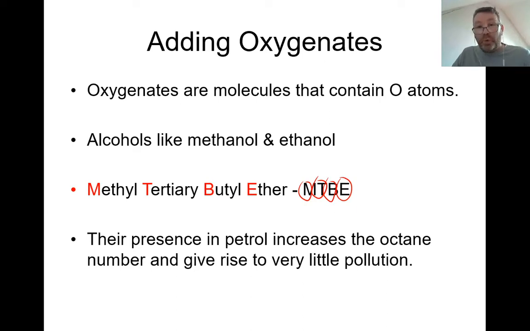Now just learn the name, because they can ask you in one of the questions, particularly question 4 in the exam, what do the letters MTBE stand for? Methyl tertiary butyl ether, which is very rich in oxygen atoms, and therefore is a very good oxygenate compound to add to petrol in order to bring up the octane number. Their presence in petrol increases the octane number and gives rise to very little pollution. Why? Because when you burn oxygenates, you only get carbon dioxide and water, which are two relatively harmless gases. So they're fine to add to petrol. Benzene, don't know. Oxygenates would be a far safer way to go with raising the octane number of a fuel up to a very efficient level.